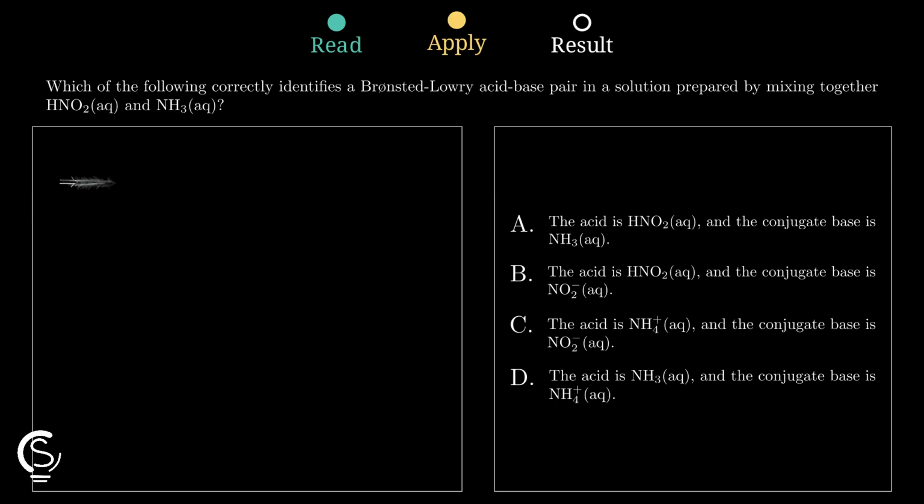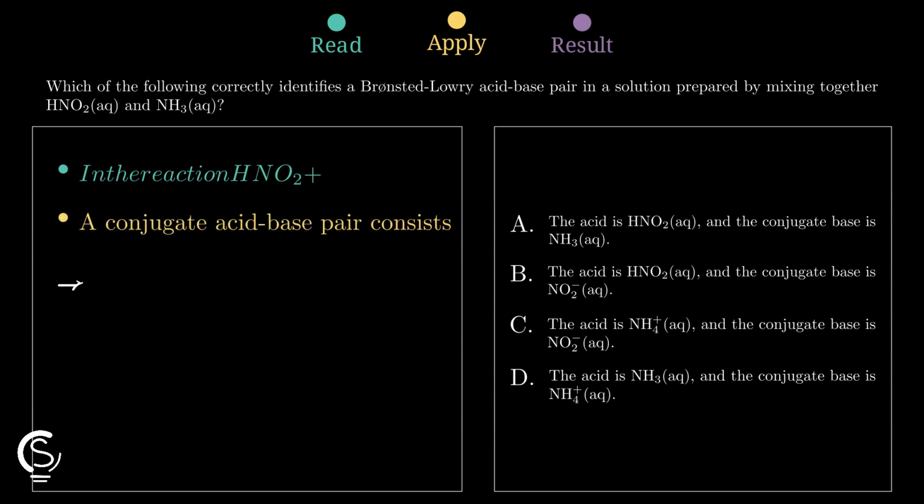Next, remember that a conjugate acid-base pair consists of two species that differ by exactly one proton. When nitrous acid loses its proton, it transforms into the nitrite ion, NO2-. Finally, HNO2 and NO2- form the perfect pair. This matches option B exactly.